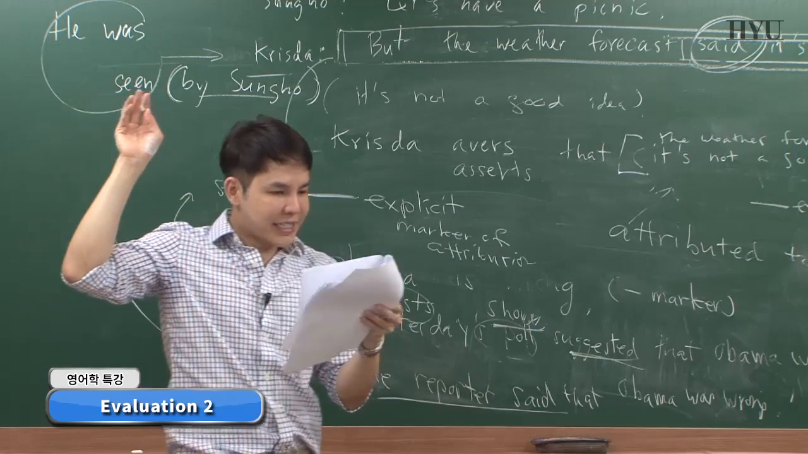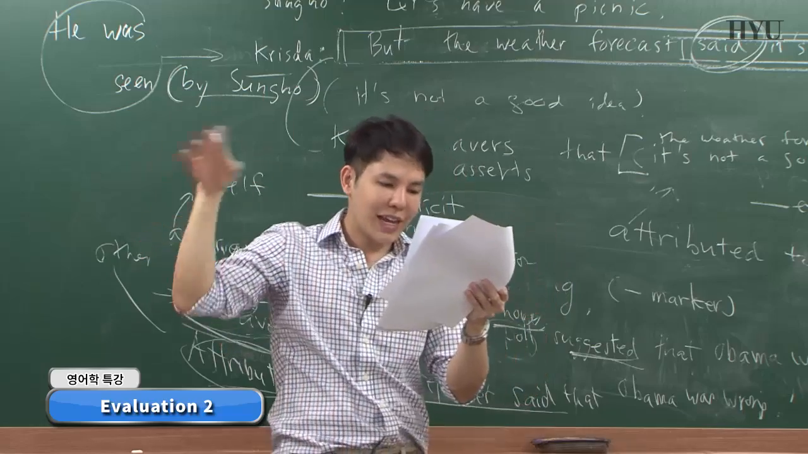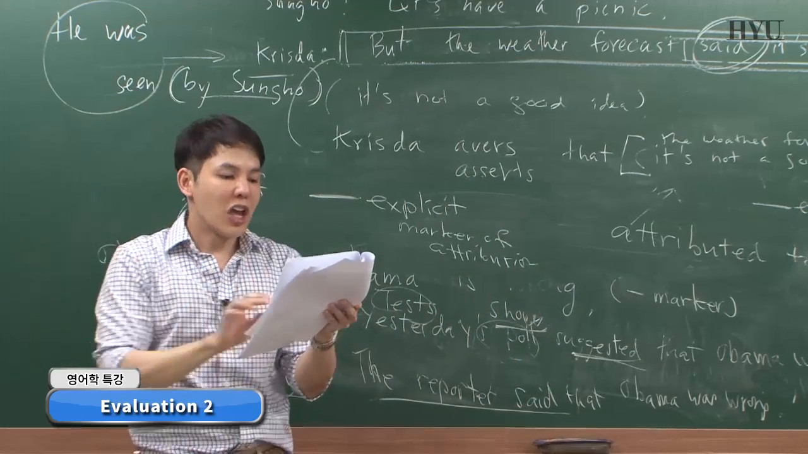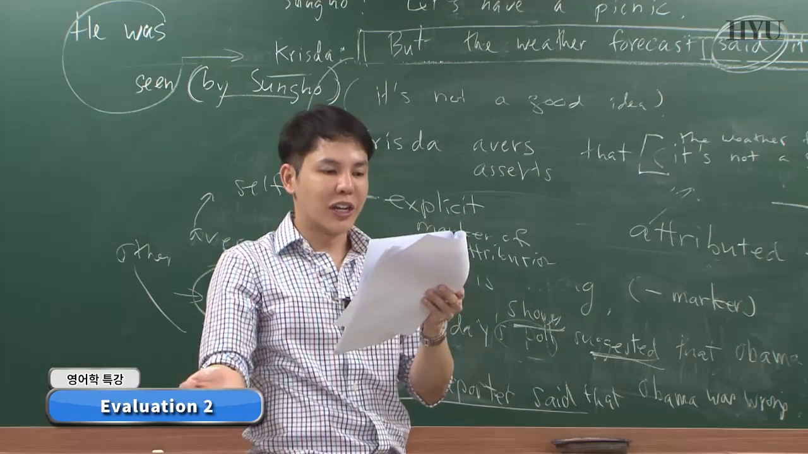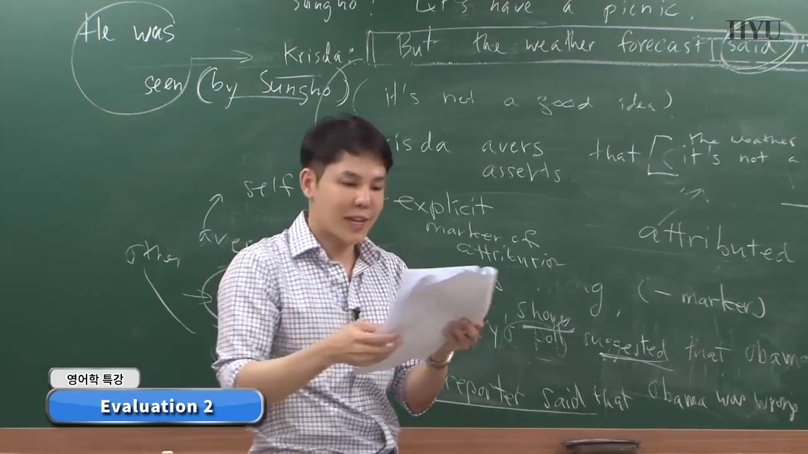For a sentence, for example, 12 onwards, 12 to 18, I didn't underline anything. So this is your turn to tell me which part is an attribution, which part is an avowal. Okay?